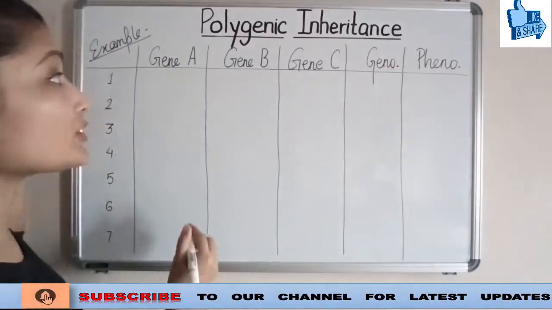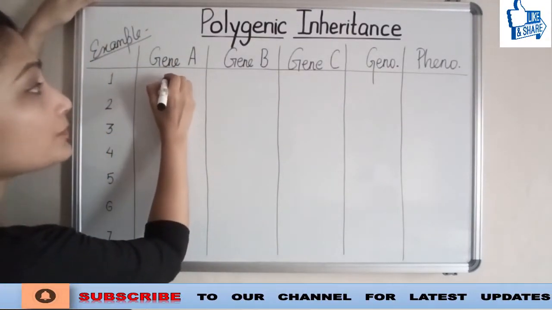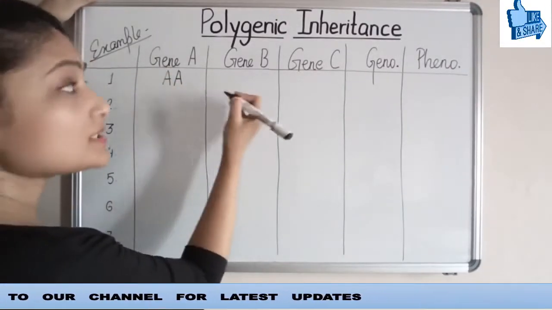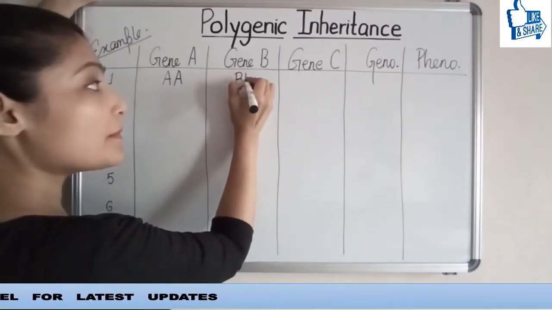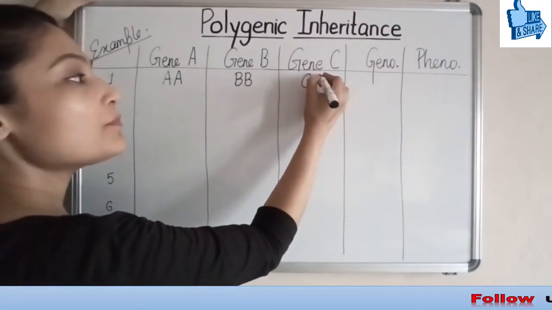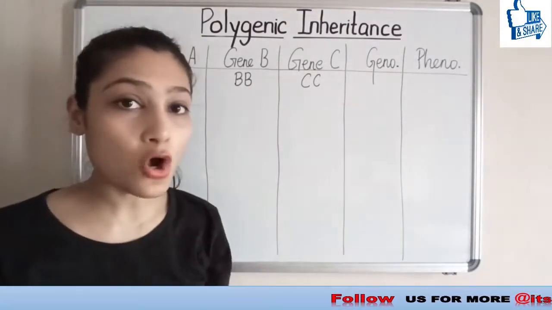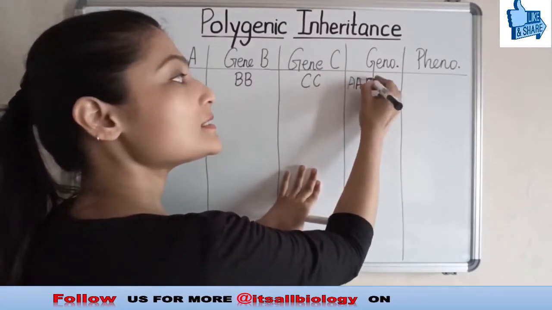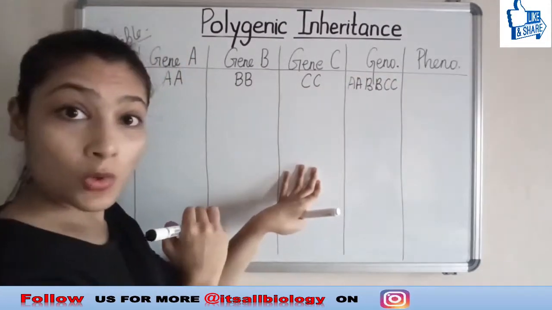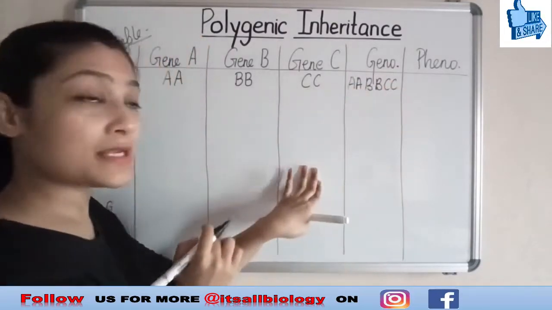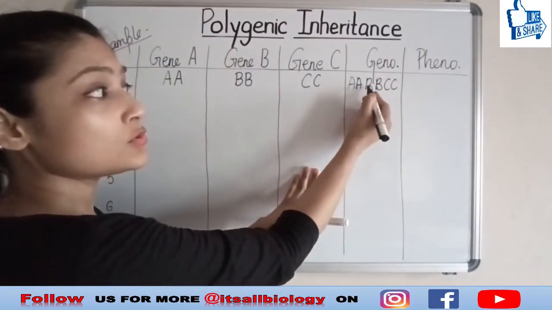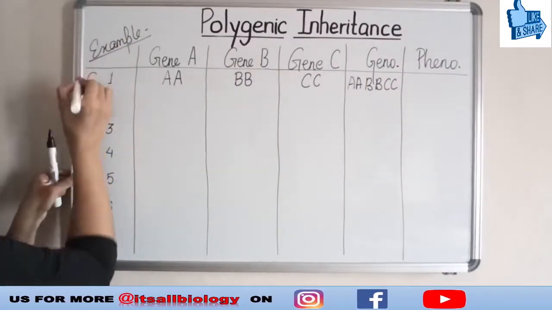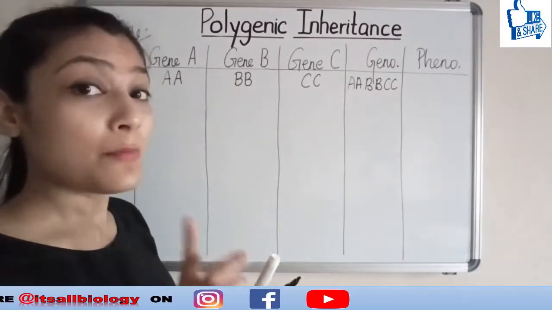So the number one possibility of the gene combination could be that both the A genes are dominant, both the B genes are dominant, and both the C genes are also dominant. Okay, now if I want to write them together, can I write it like this? Yes. Okay, now how many dominant are there? 1, 2, 3, 4, 5 and 6. So I am going to write it here, that 6 dominant genes are present here.